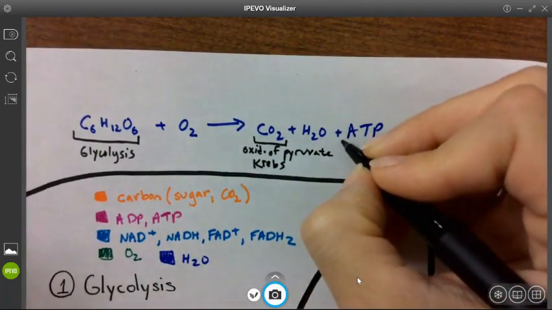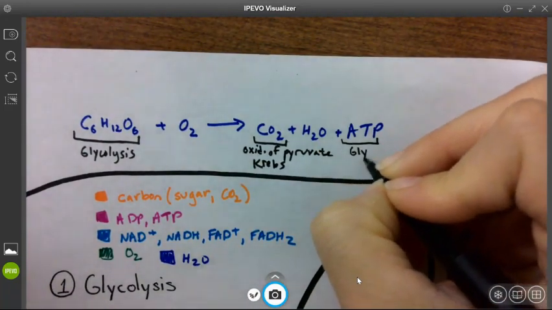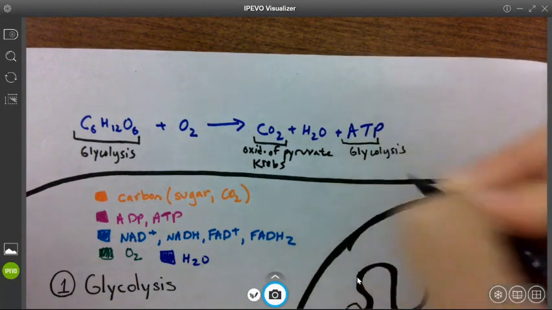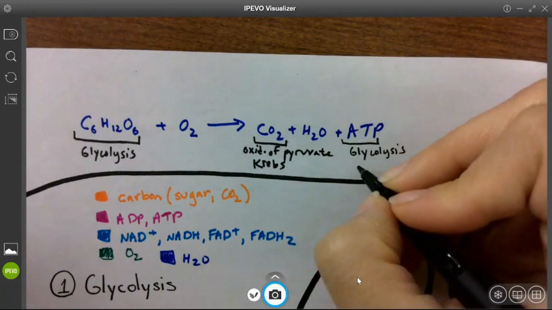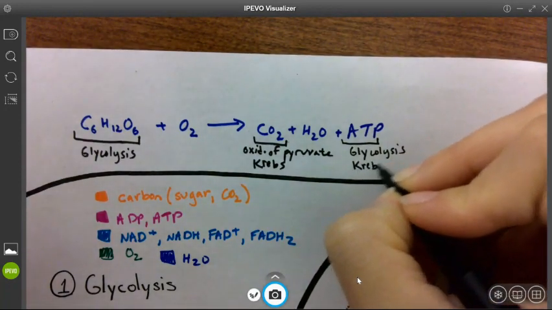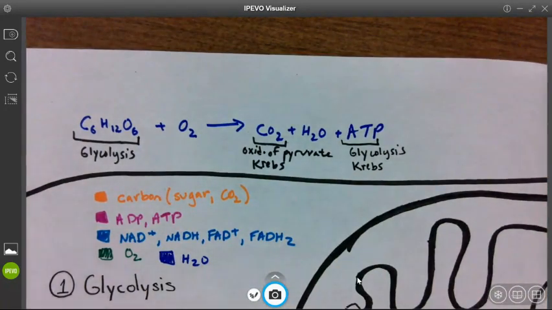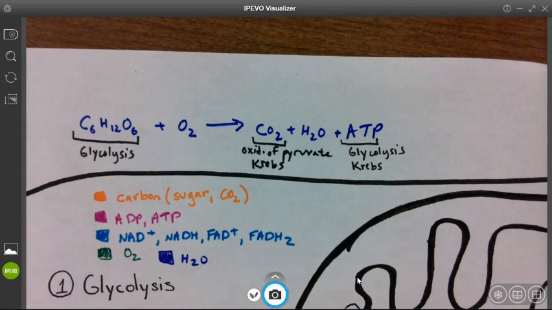What about ATP? We produced ATP in glycolysis. We didn't produce any ATP in the oxidation of pyruvate, but we produced a tiny bit of ATP in the Krebs cycle. Most of our ATP is going to come from this last step of cellular respiration, the electron transport chain and chemiosmosis, together called oxidative phosphorylation. Again, that will be in the last video. So that's kind of the purpose of the Krebs cycle, is to finally break down the sugar as much as we can and produce all these electron carriers.